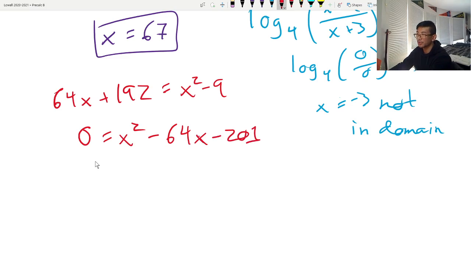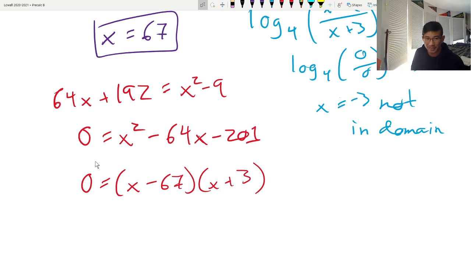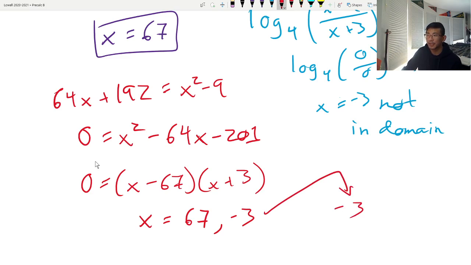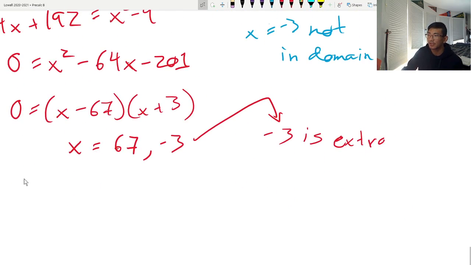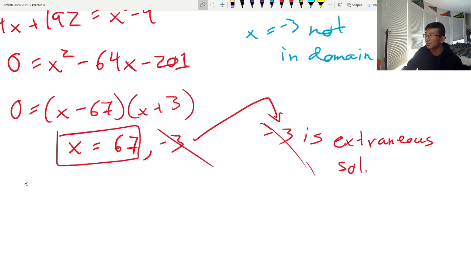I'm going to guess this is factorable. Oh, yeah, it actually is factorable, 67 and 3. So this will factor into x minus 67 times x plus 3. And therefore, our possible solutions are 67, because that'll make the first factor equal to 0, and negative 3. But again, if we check in the original equation, negative 3 is not in the domain, it's extraneous. Extraneous solution. Therefore it would not actually be an answer, and so our only solution is actually 67 here.